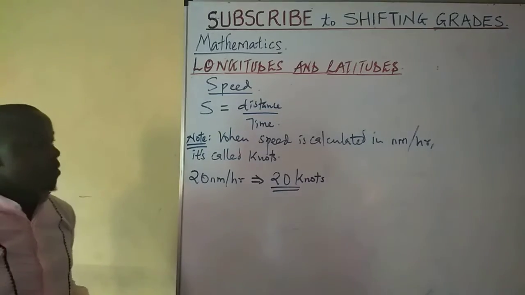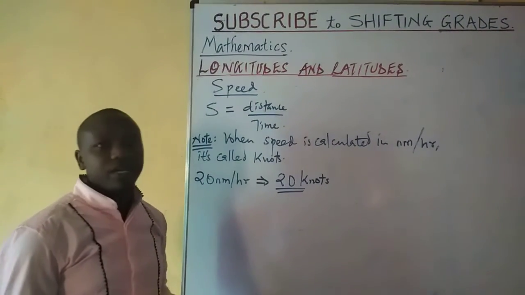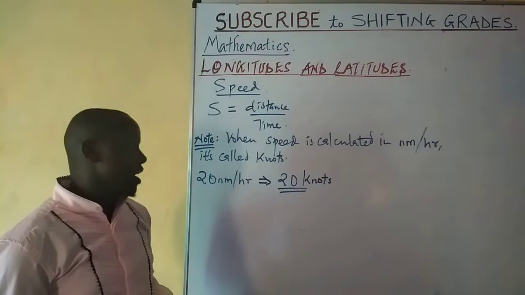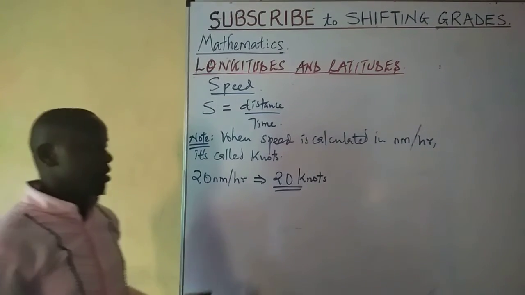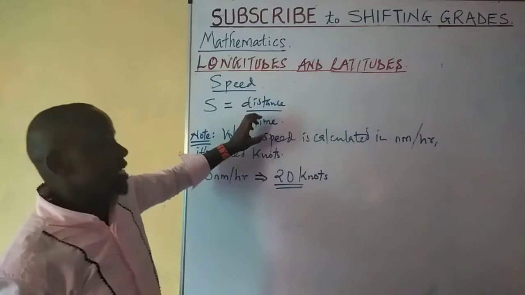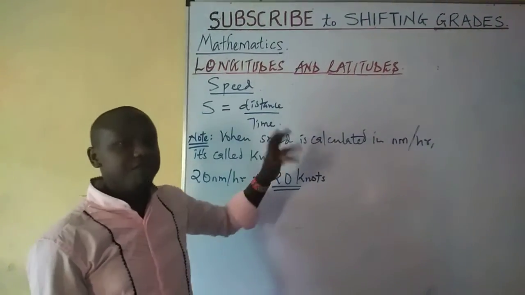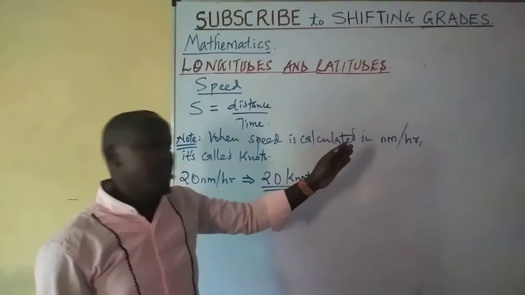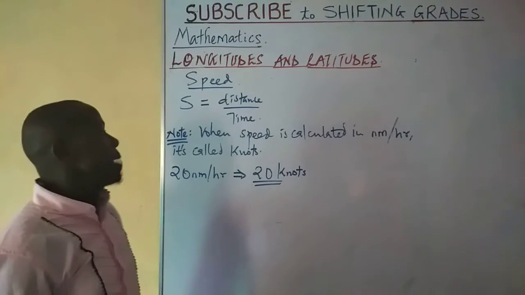The other side now, the one we are used to. If distance has been calculated in kilometers, then the speed is given as usual, kilometers per hour. Therefore, if distance is in nautical miles, then the speed will be calculated in knots. If distance is in kilometers, then speed will be calculated in kilometers per hour.